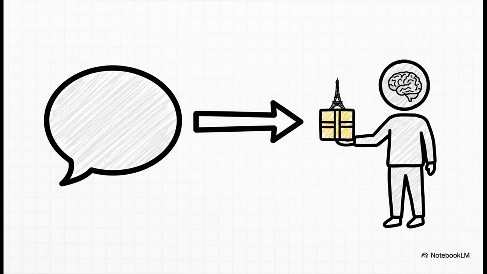And here's what you typically get back from a standard AI. "The capital of France is Paris." I mean, sure, it's correct. But is it helpful if you're trying to learn? No way. The AI just serves up the answer on a platter, and your brain does absolutely zero work.